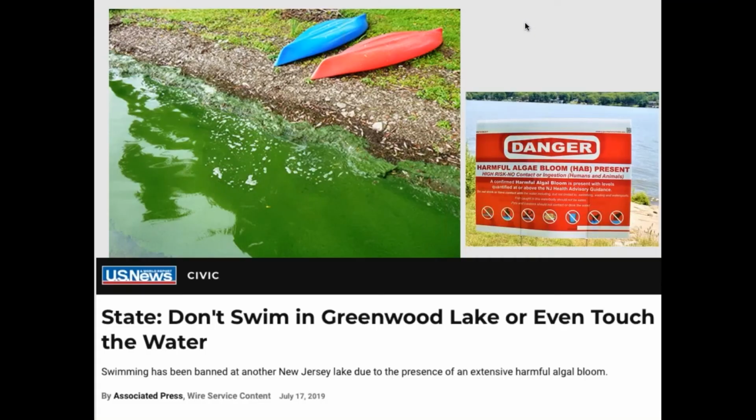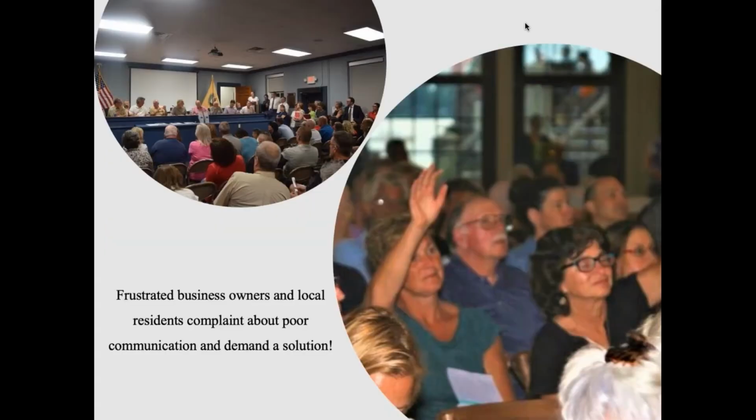Greenwood Lake is a popular vacation destination for water sports, fishing, and boating. Cyano-hub prompted beach closure and advisories warning individuals against swimming, fishing, or boating during the peak recreation summer season. The banning of recreational activity subsequently damaged local economies, frustrating business owners and local residents. Several public meetings were organized. Residents and business owners complained about poor communication from government agencies and demanded a solution to resolve the problem.